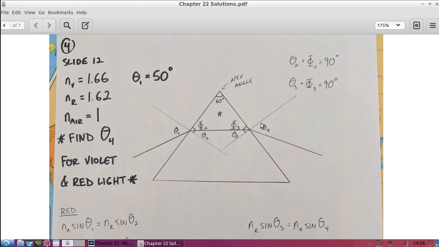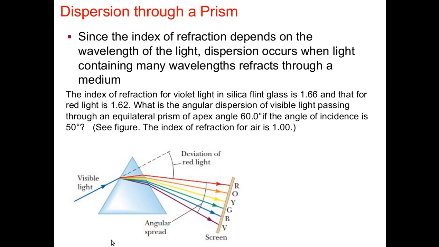And with the next video, I will do the second half of this problem using this as my new index of refraction inside the prism, and we'll compare those refracted angles, and we'll be able to measure this angular dispersion. Okay, how much the red and the violet light are spread.